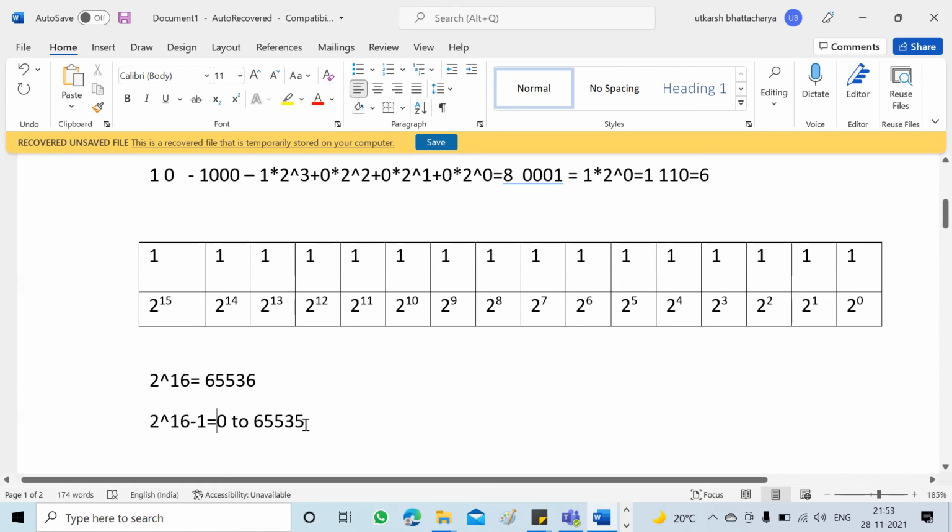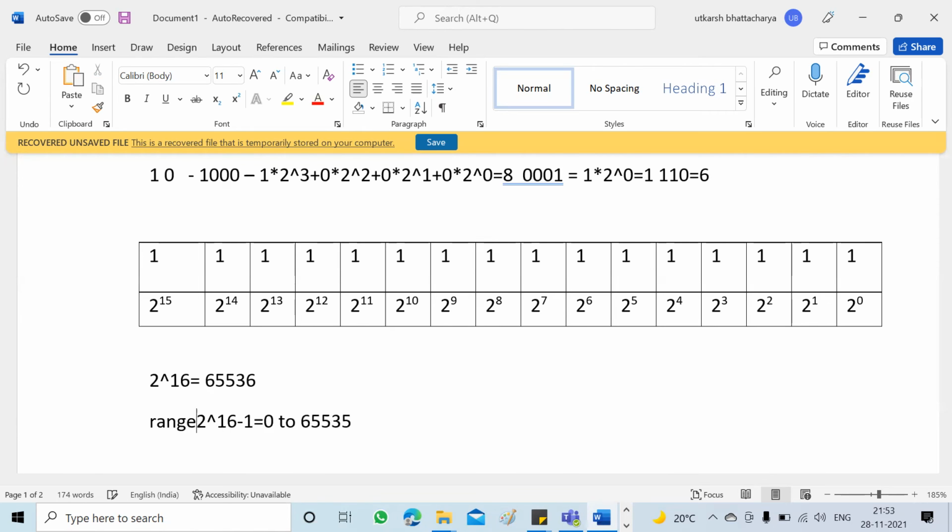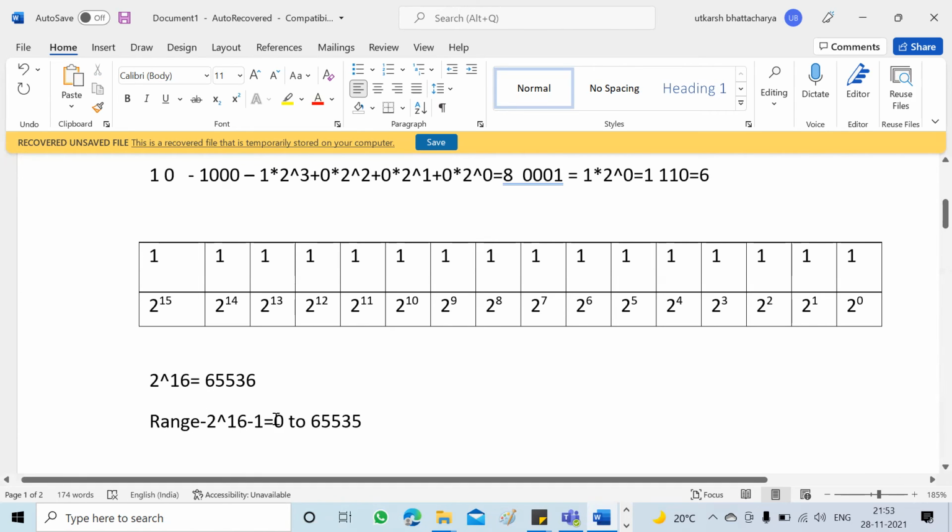Okay, is this much clear? Now this is the range. Why is this minus 1? I will tell you, because our counting starts from 0. It does not start from 1. That is why we call the range 65535, because 0 is also considered here. If we started from 1, it would have been this much.